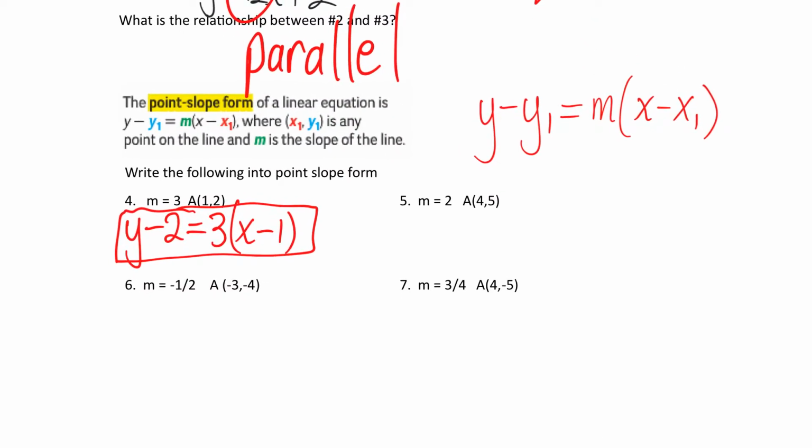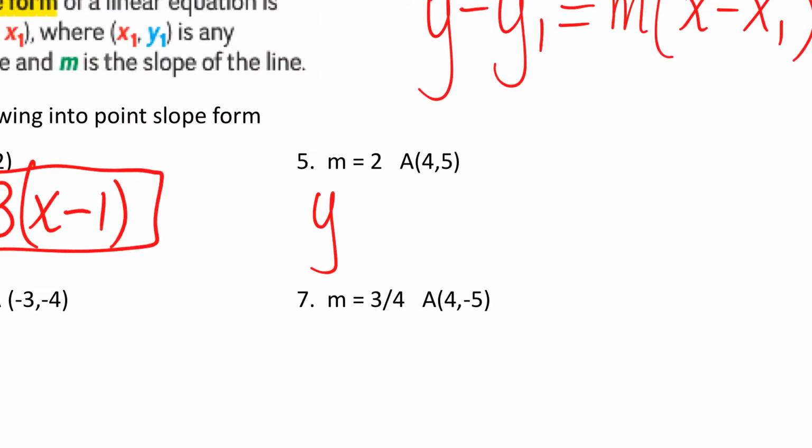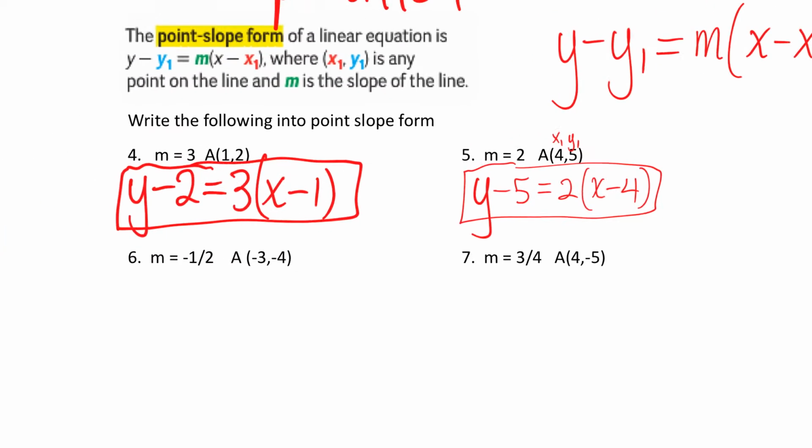Okay, number 5. What would that look like? Y minus... Good. All right, so again, the y value is 5. That got plugged in right there. The slope is 2. That got plugged into the m. And then 4 is the x value. That gets plugged in right there. So that's that information in the point slope form.